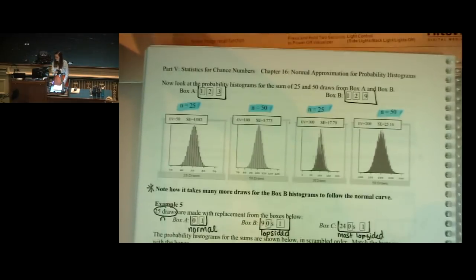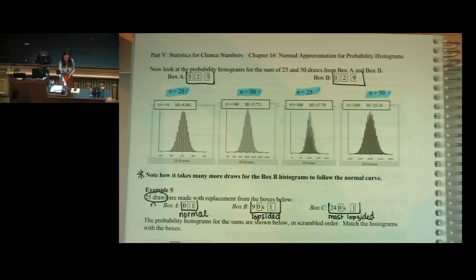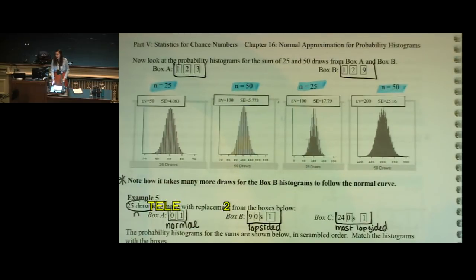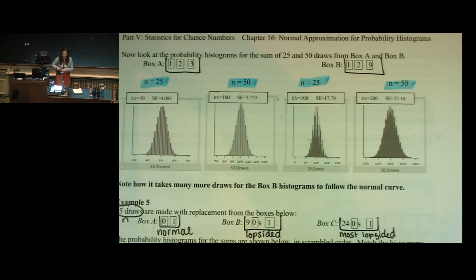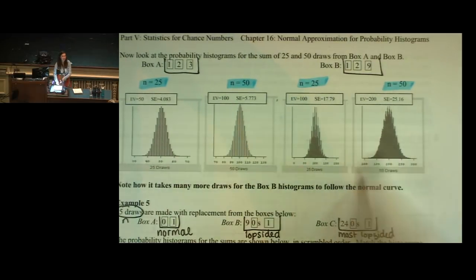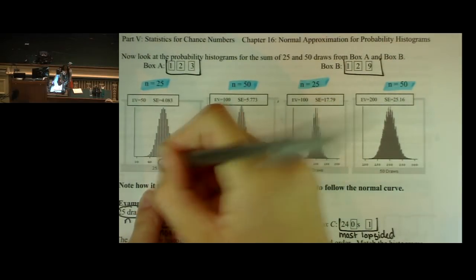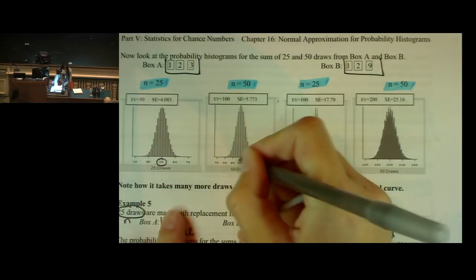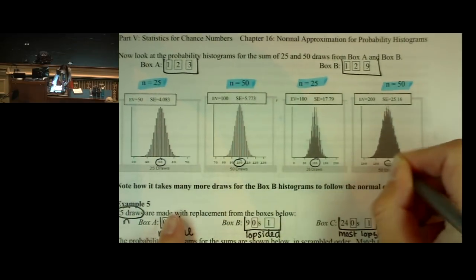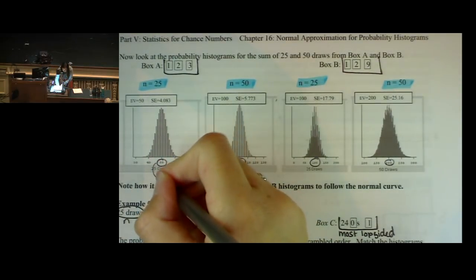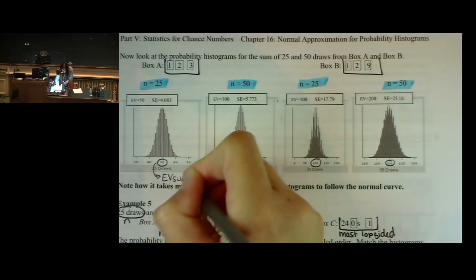I also wanted to point out different ways that you can recognize which histogram goes with which box. So here, they tell us these two are for box A, these two are for box B. Another way to think about this is to look at what's in the middle. If you have a histogram with a lot of bars, like all of these are 25 and 50 draws, the middle numbers, 50, 100, 100, 200, are all the expected value of the sum, since we're dealing with sums.